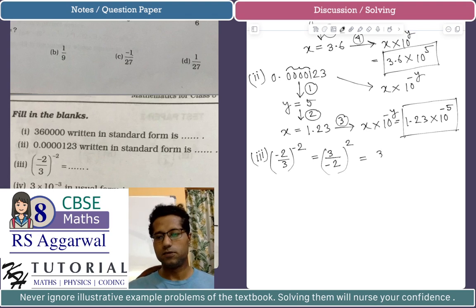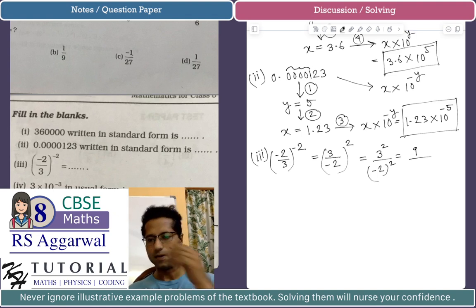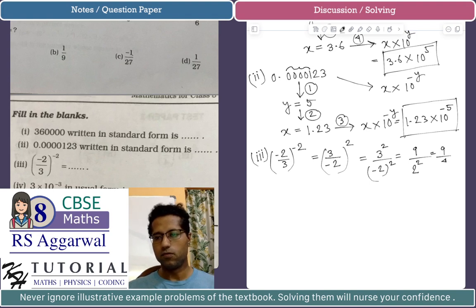This is 3 square divided by (minus 2) square. This is equal to 9 divided by (minus 2) square. The base minus 2 is negative, but the power 2 is even, so this will be 2 square. So this is equal to 9 by 4.